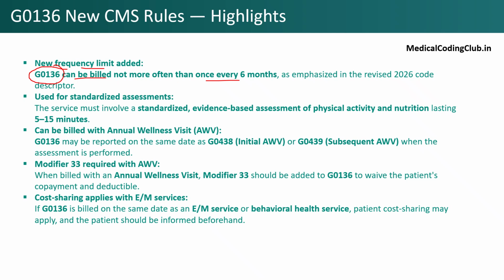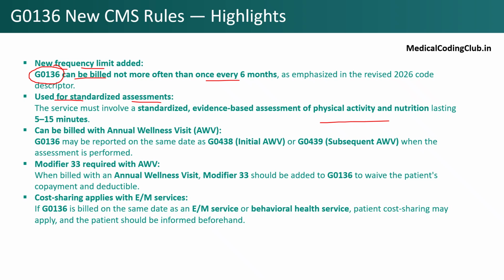Next one, use of a standardized assessment. The provider's documentation must clearly show the name of the assessment tool, that it is evidence based, the patient response, and the provider review. Everything should be documented clearly. For example, the provider must document the physical activity level and the nutrition habits of the patient, and wherever risk areas are identified, the provider must document it in the medical record.